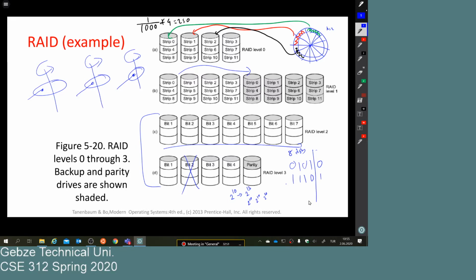For A and B, synchronization is not that important, because when you read strip number 0, let's say our K is 4. That means that if every sector is half a kilobyte, strip 0 is 2 kilobytes long. While I am reading 2 kilobytes, I don't have to read the next strip at exactly the same time. It could be maybe a few milliseconds later or earlier, it doesn't matter. But in this case, for C and D, RAID level 2 and 3, I don't have such a luxury.